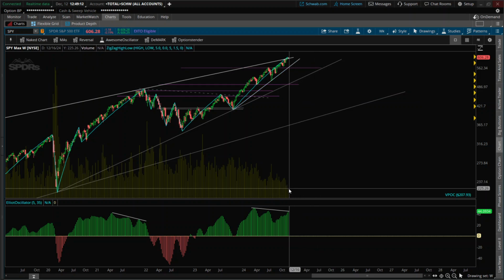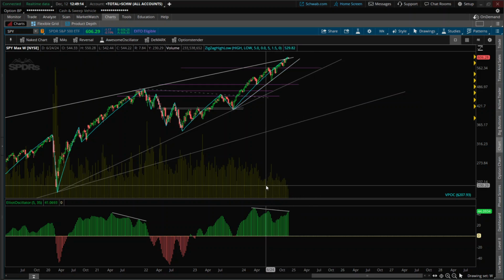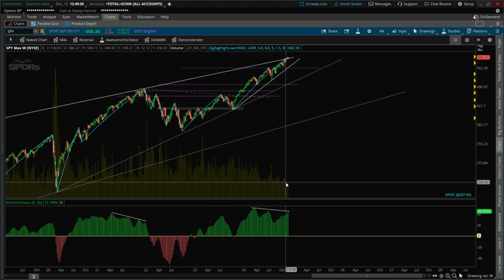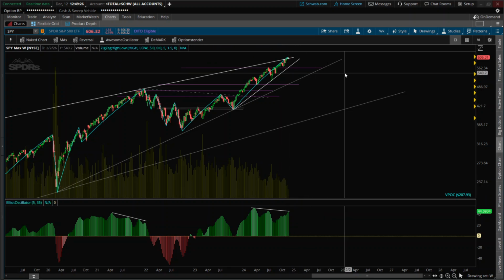All right. And so again, volume just dropping. We had a volume drop here before the turn. Volume falling off a cliff now. Just dismal volume.